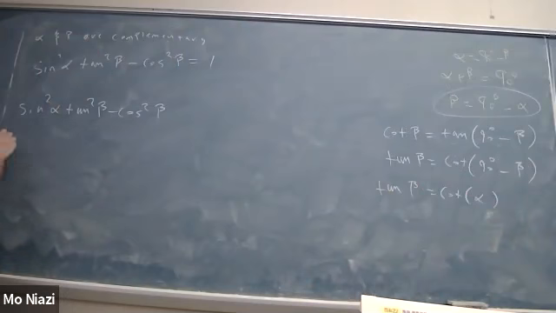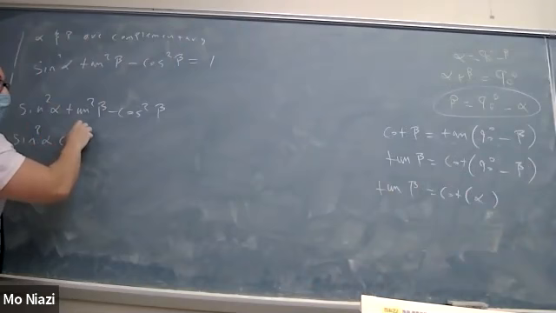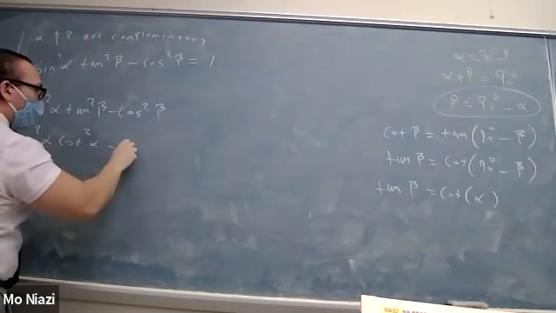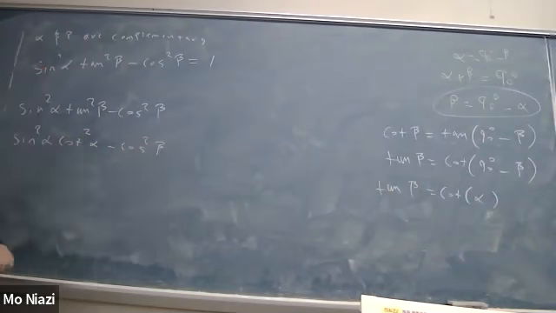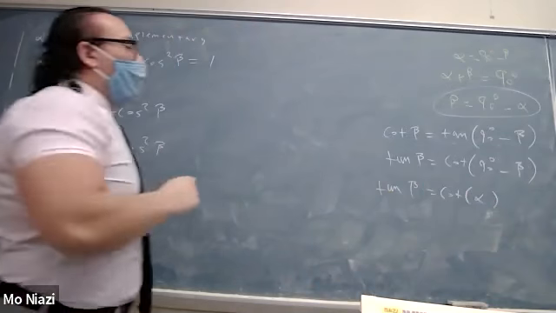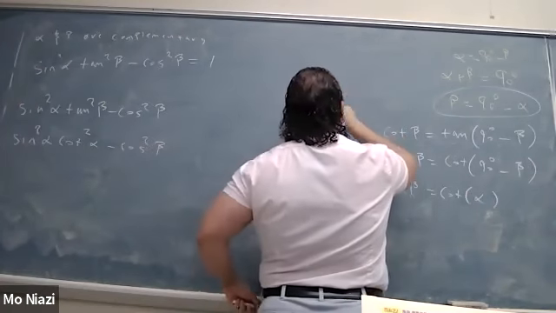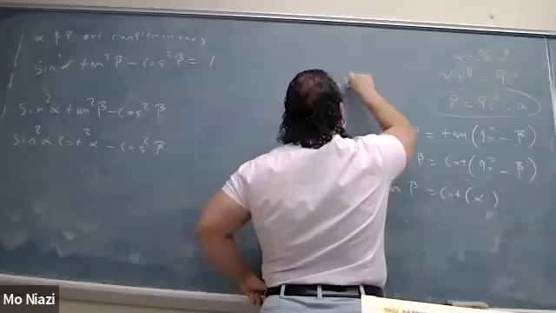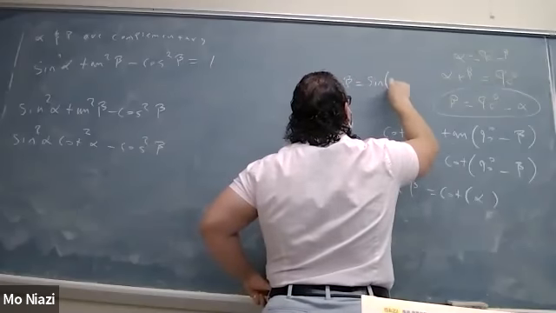So let's rewrite this. This means we got sine squared alpha cotangent squared alpha minus cosine squared beta. Now that things are moving more towards alpha, let's just convert that cosine squared beta. What is cosine squared beta? Or namely, what is cosine of beta? The same thing as sine of what?